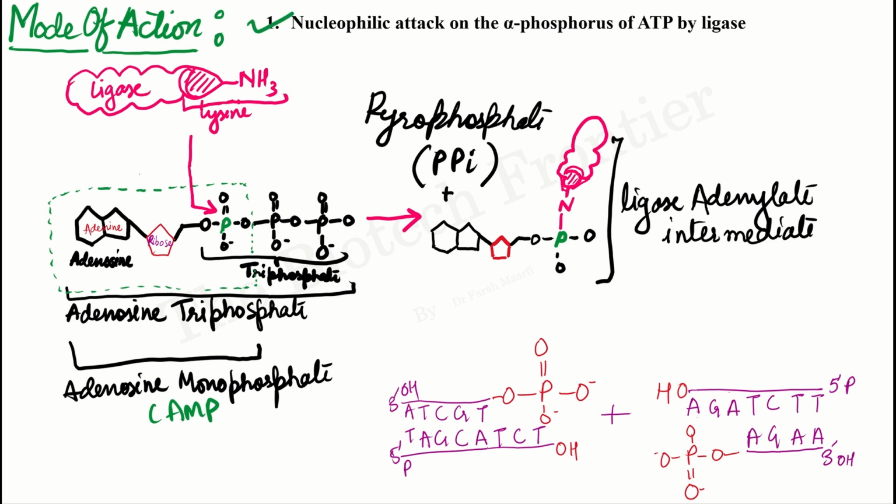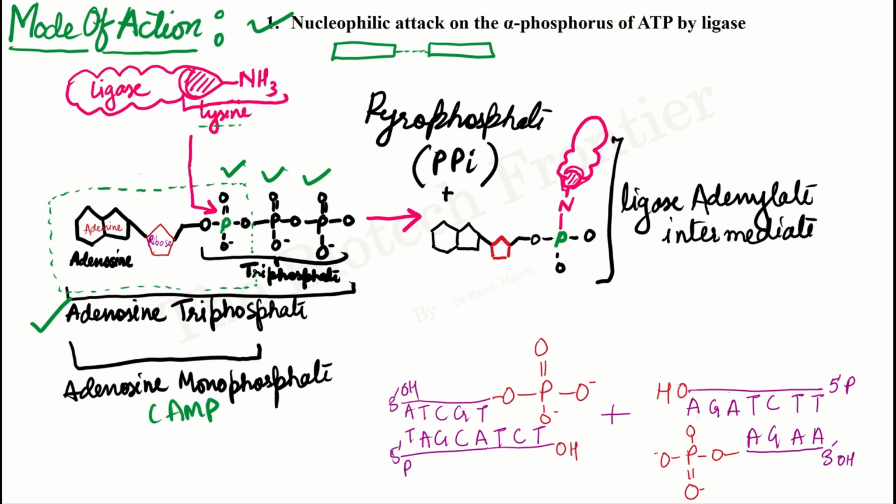So the first step is the nucleophilic attack on the alpha-phosphorus of ATP by the ligase enzyme. Actually, DNA ligase enzymes require an energy source to catalyze the formation of the phosphodiester bond between two DNA fragments. Suppose these are the two DNA fragments and you want to combine them by the formation of the phosphodiester bond, right? This energy is derived from either ATP or NAD+. ATP is adenosine triphosphate. You can also call it adenine-ribose triphosphate. It carries three molecules of phosphate.